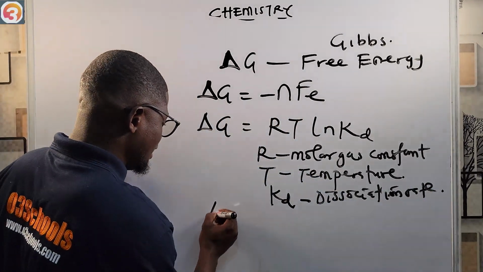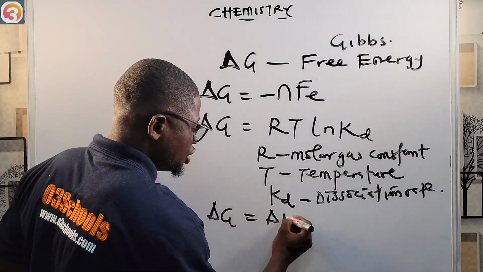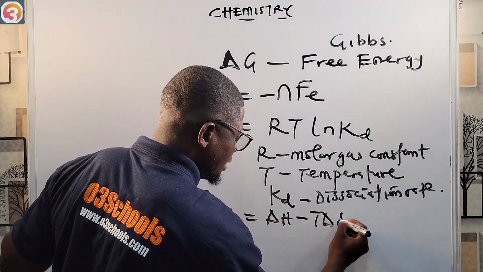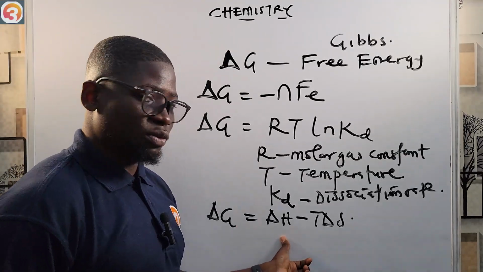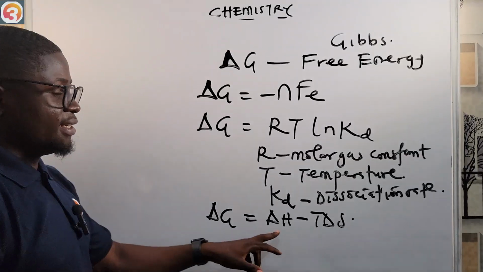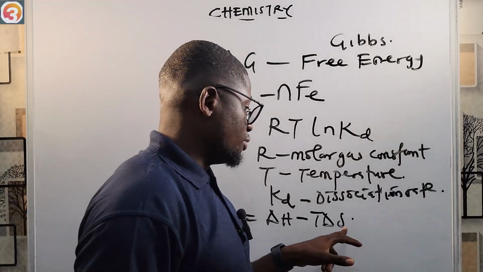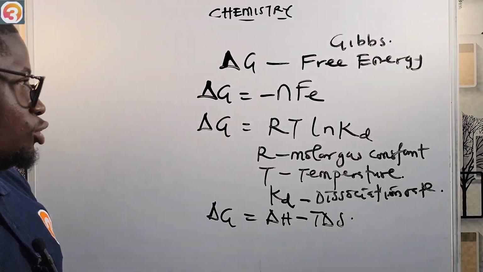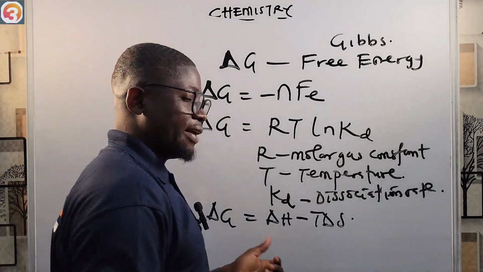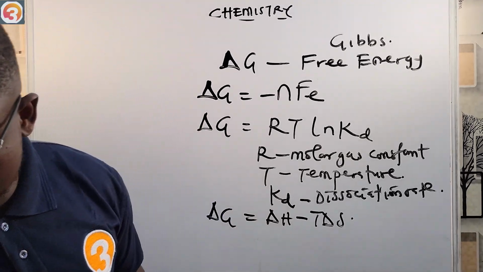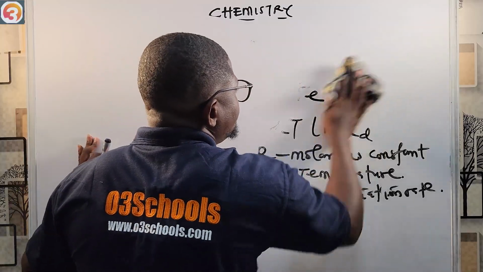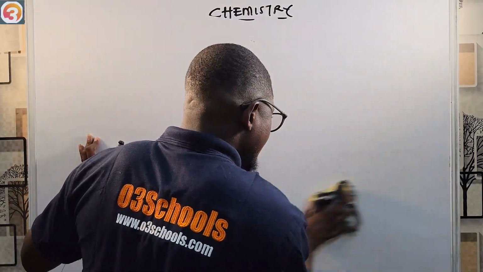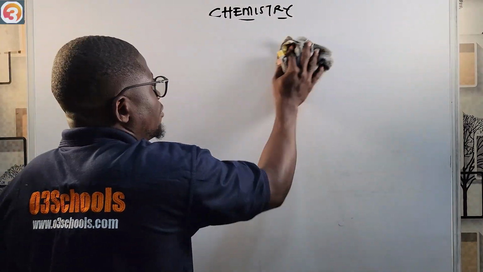Then of course we also have another formula, that delta G is delta H minus T delta S. In this last one, delta H is the change in enthalpy, T is temperature, while delta S is the change in entropy. We're going to be using this third formula very well as we start talking about taking questions from the O3 School JAMB app.